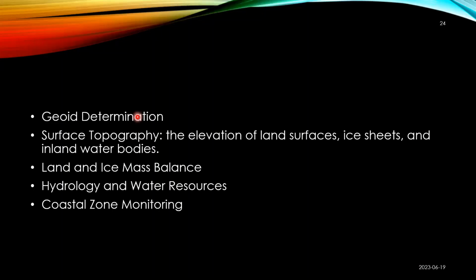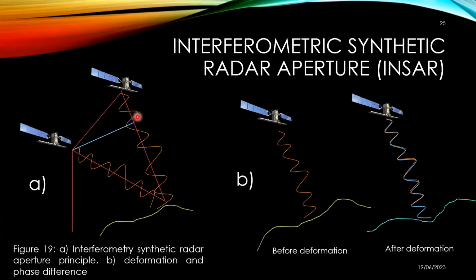Then we have hydrology and water resources and coastal zone monitoring, because you know that these coastal zones are changing all the time, especially these days based on ice melting, the water goes up, the sea level rises, and the shape of the coast is not constant. Also, there are other factors such as erosion and other things that can be monitored by satellite altimetry.